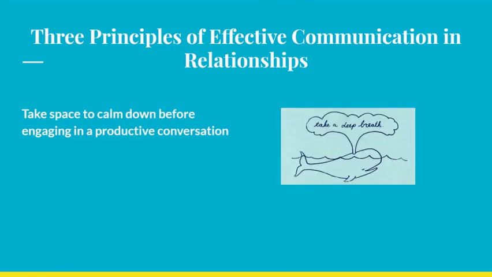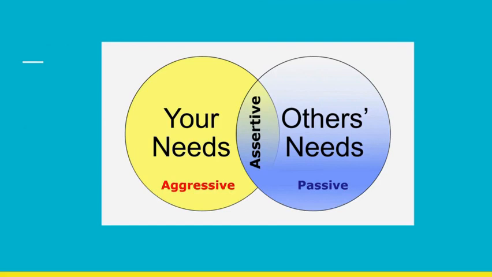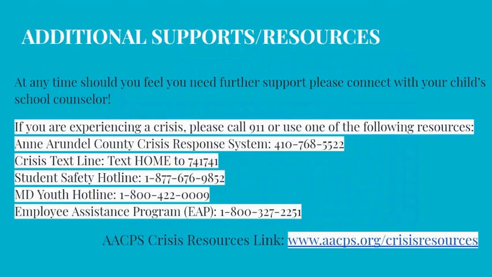And finally, the third principle is taking space to calm down before engaging in a productive conversation. If you are about to tackle a courageous conversation, you want to be sure that you are in a space of calm, because no matter what, whenever we are in that space of calm, things are communicated more effectively. So think of your needs, think of others' needs, think of how you need to make that balance between the two to have that assertiveness, and use that as your guide.